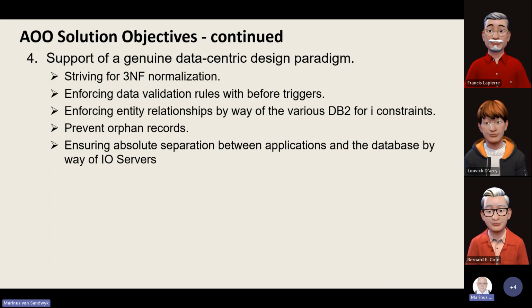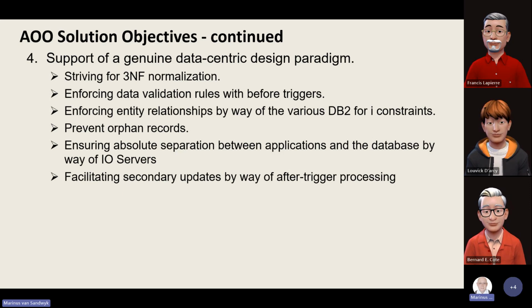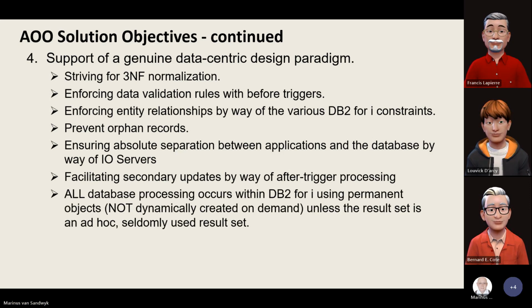Then ensuring absolute separation between applications and the database by way of the IO servers. Facilitating secondary updates by way of after trigger processing, and Tommy is going to demonstrate this next week to you. All database processing occurs within DB2 for i using permanent objects. Very important point: it's permanent objects.